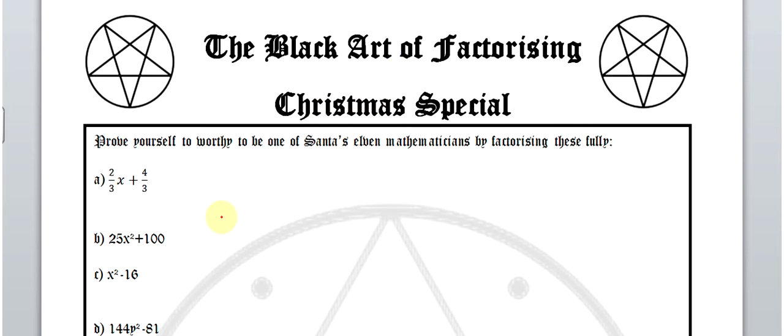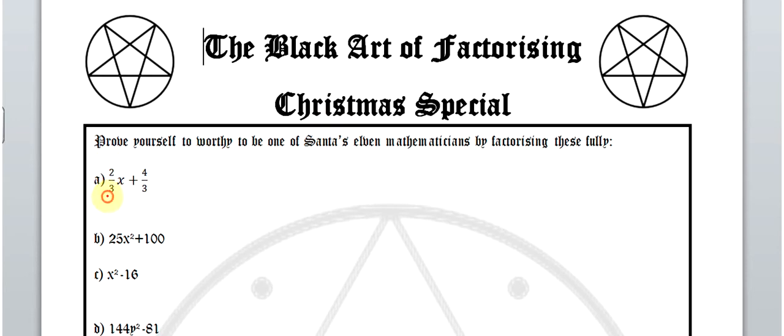So here are the solutions to the Black Art of Factorising Christmas Special. So if you want to prove yourself worthy to be one of Santa's elven mathematicians, you'll need to factorise these fully. They also might help with your upcoming mock exam. You never know. So first of all, we've got this little beauty.